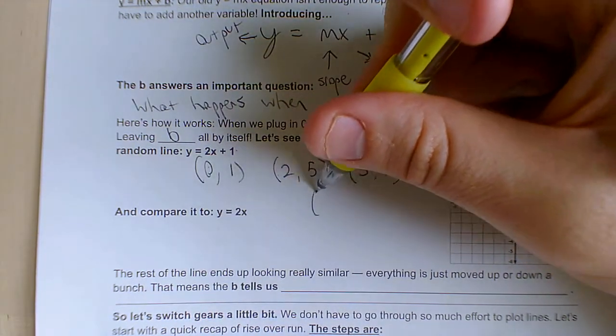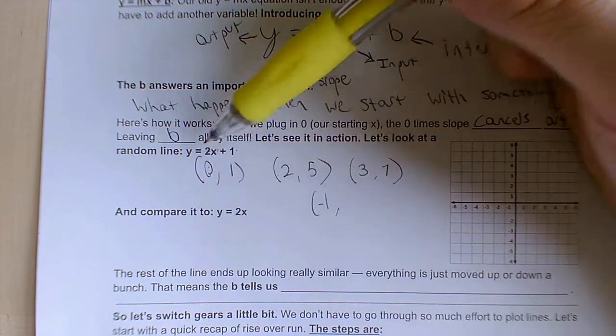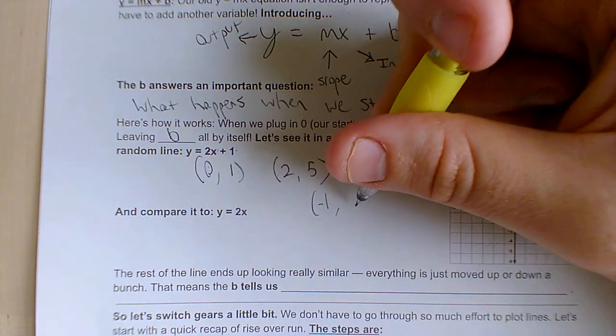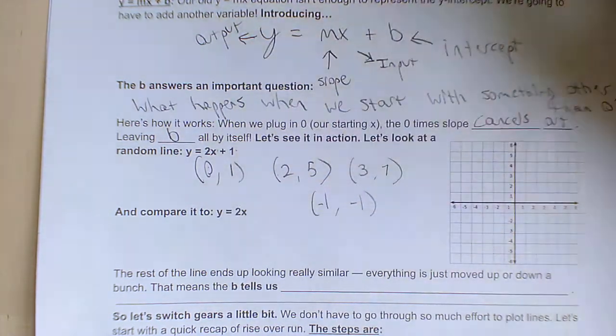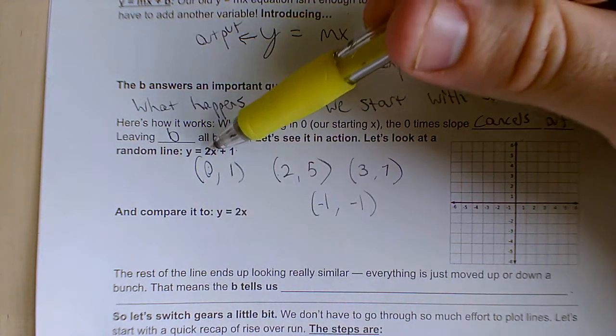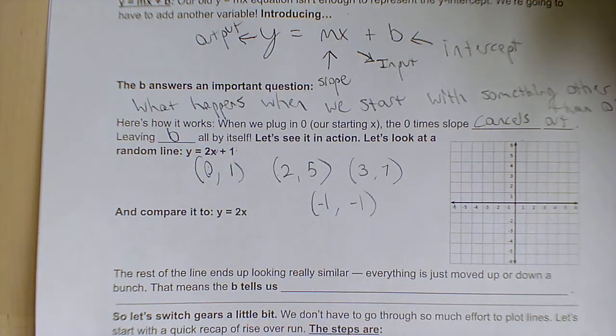Let's do a negative 1. So if I put in negative 1, negative 1 times 2 is negative 2. But when I add 1, it's going to cancel out a little bit. We end up with a negative 1 here. Try that in your calculator. You'll see that when we plugged in negative 1 times 2, we had negative 2 plus 1 is negative 1.